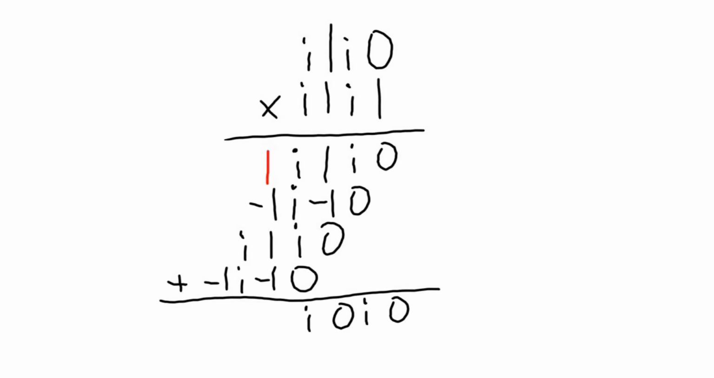The fifth column then becomes 1 plus negative 1 plus 1 plus negative 1, so we're left with 0 again. In the sixth column, we have I plus I, which leaves a 0 and carries a 1. Finally, we have 1 plus negative 1, which leaves 0 again. Our first three digits are zeros, so we can remove them and we are left with I0, I0, or 6 in decimal, which is the correct answer.